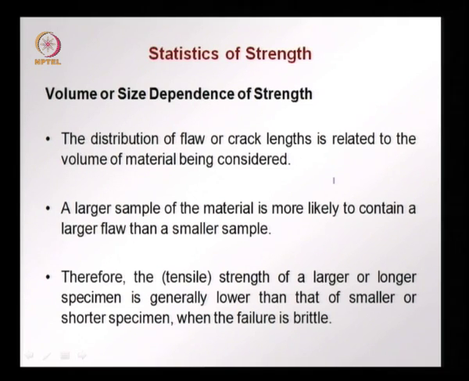Therefore, generally we find that the average tensile strength of a larger or longer specimen is lower than that of a smaller or shorter specimen when we have brittle failure. These two are related. We said that a larger or longer specimen can have a higher probability of a large flaw. So, on the average, when we test a lot of these large or long specimens, we get an average tensile strength that is lower than if we test a lot of small or short specimens.